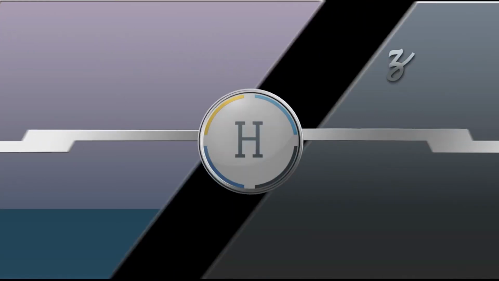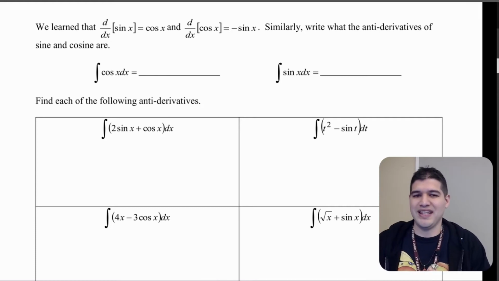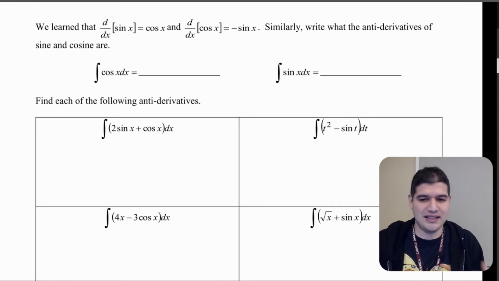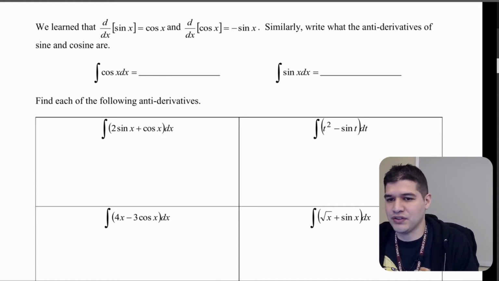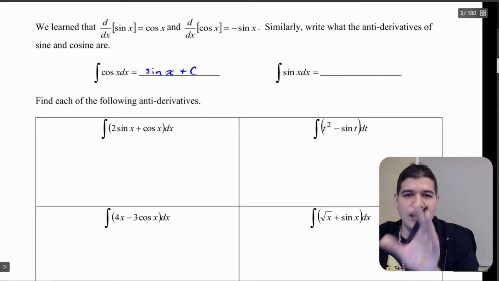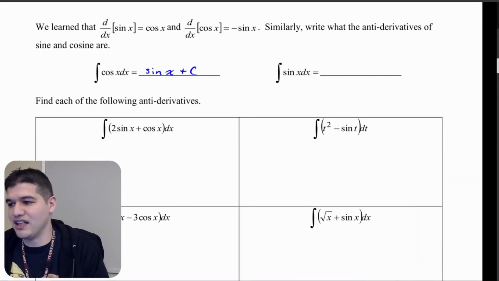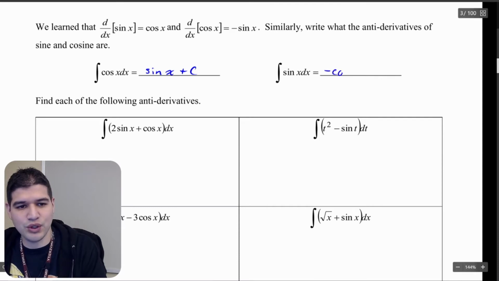So we know what the derivatives of sine and cosine are, so we really want to write down what the antiderivatives of cosine and sine are. Here we have the antiderivative of cosine of x, so we know that's going to be sine of x plus c, never forgetting that constant. Then over here we have the antiderivative of sine of x, and that is going to be the negative cosine of x plus c.